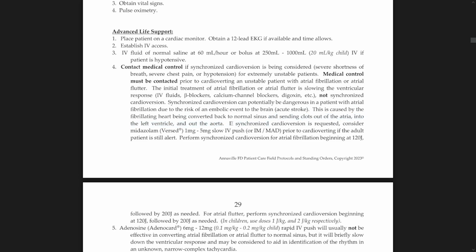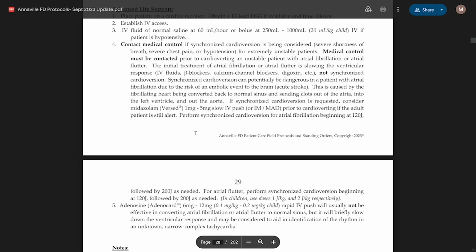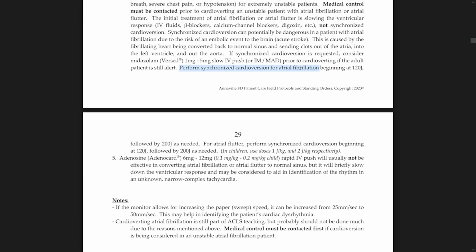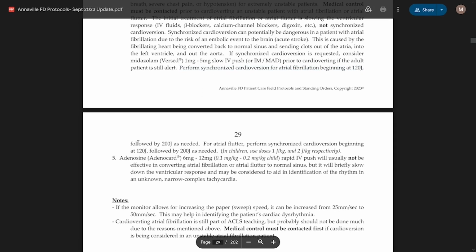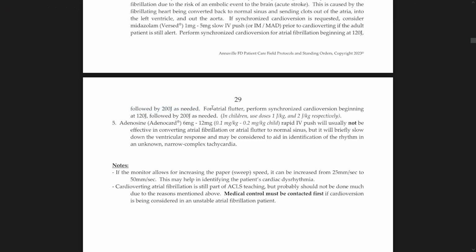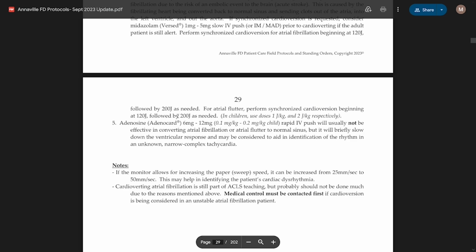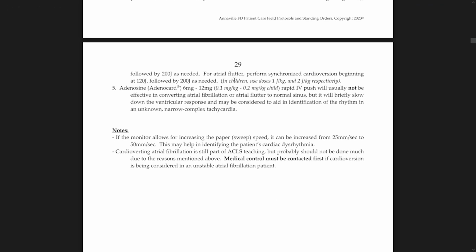If synchronized cardioversion is requested, consider Versed or midazolam, 1 mg to 5 mg as a slow IV push or intramuscular or mucosal atomizer device, which is intranasal, prior to converting if the adult patient is still alert. Perform synchronized cardioversion for atrial fibrillation beginning at 120 joules, followed by 200 joules as needed. For atrial flutter, perform synchronized cardioversion beginning at 120, followed by 200 joules as needed. In children, use doses at 1 joule per kilogram and 2 joules per kilogram, respectively.